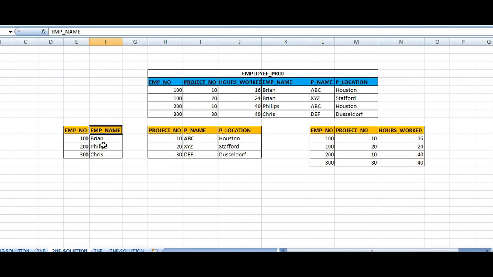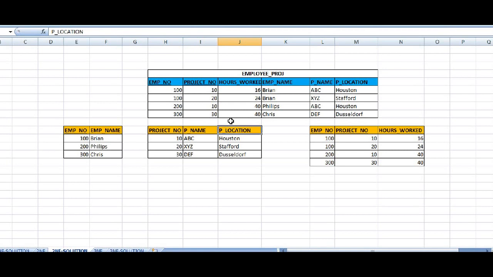Now come to the second relation. As we saw that project name and project location are fully dependent on project number, right? So we have created this relation so that it becomes 2NF compliant. Project name and project location here are non-prime attributes and project number here is the primary key. So every non-prime attribute is fully dependent on this primary key.